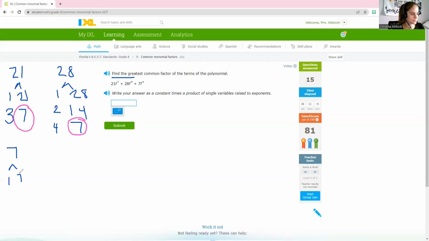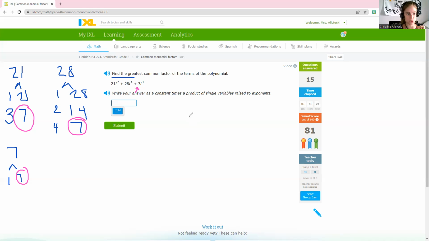7. Now, a little trick: if you have a problem like this, where you have two larger numbers and one smaller number, see if your smaller number is the GCF. It won't always be, but that might be a faster way to check things out. Say, okay, 7 is clearly the smallest of these. Can 7 go into 28? Yep. Can 7 go into 21? Yes, it can. So therefore, we have our GCF.